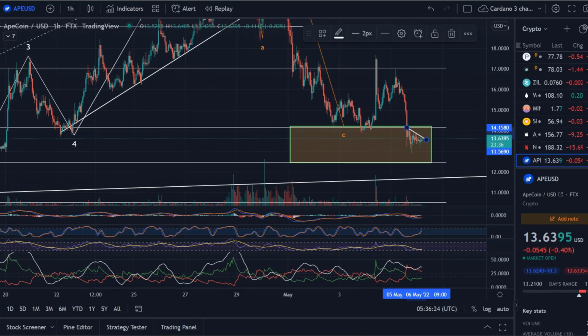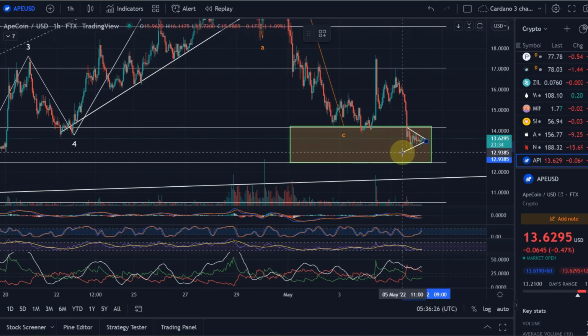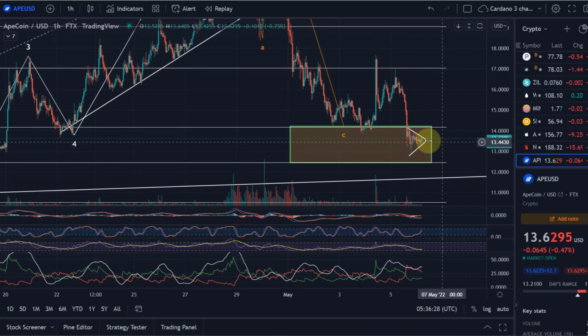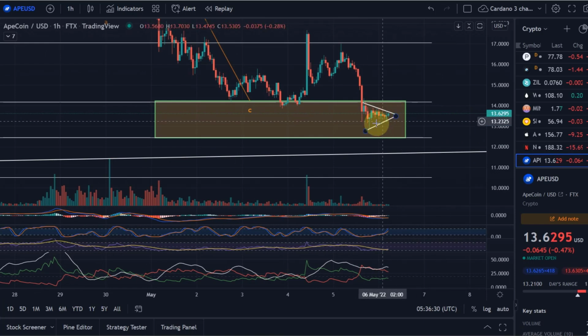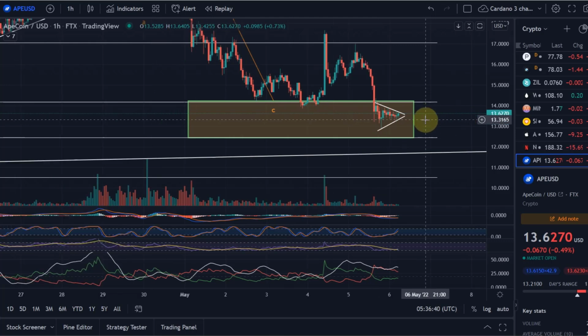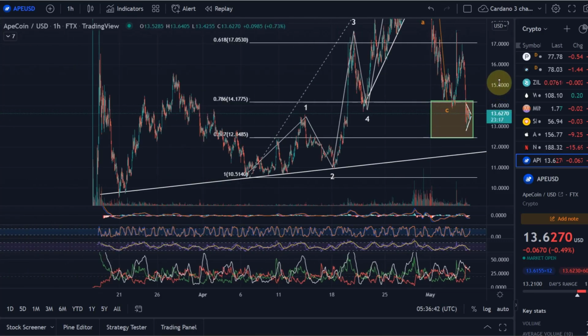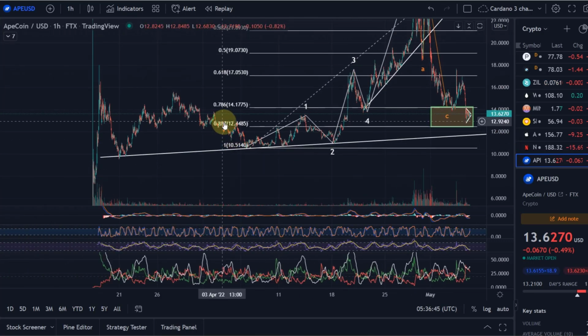Well, what we can draw here is probably a pennant. Here you've got a triangle pattern, trend continuation usually. So usually you would expect it to break to the downside. Of course, it doesn't need to happen. We always want to wait for the breakout. But the key areas that we need to watch out for here on that chart for Ape are the $12.44 level and the $14.17 level.